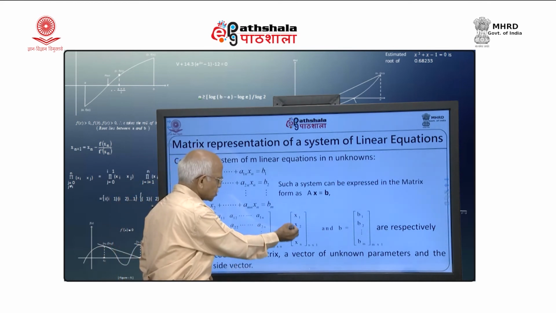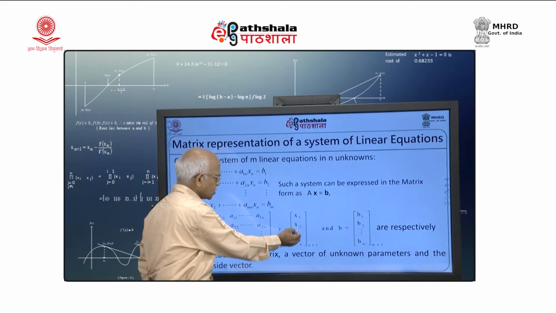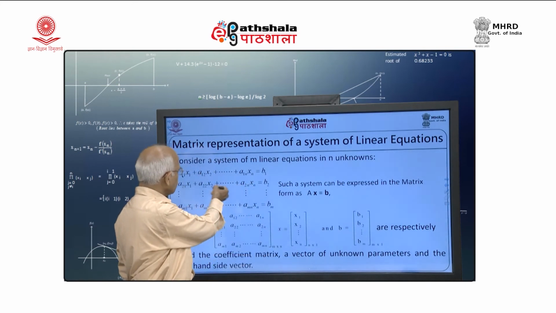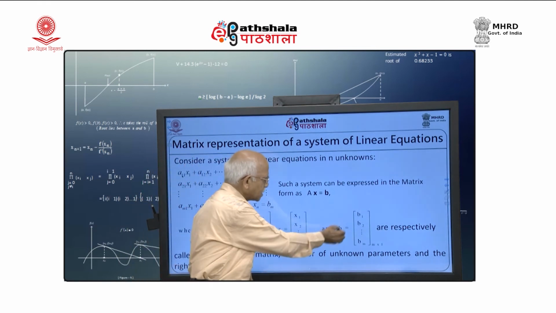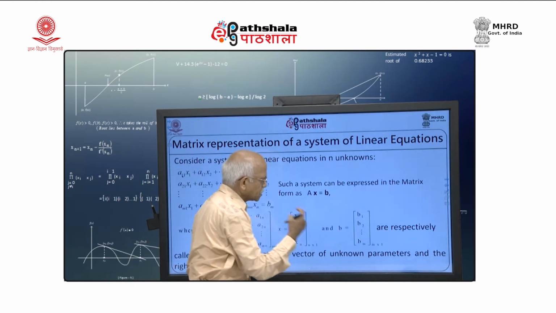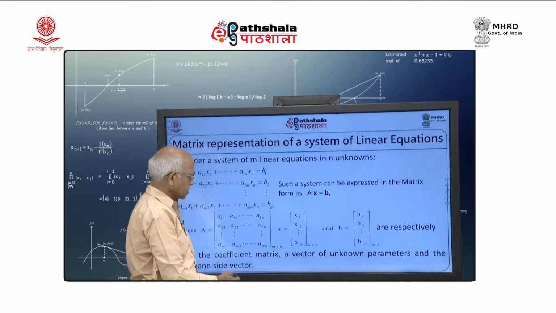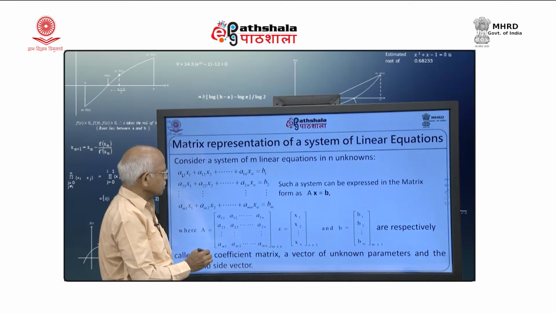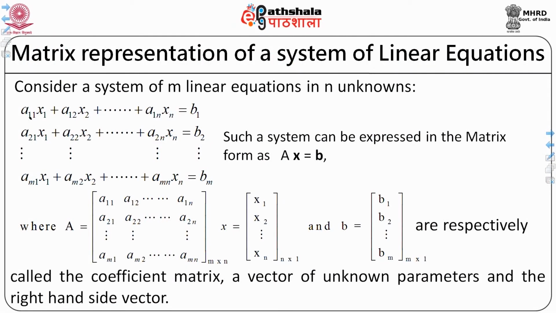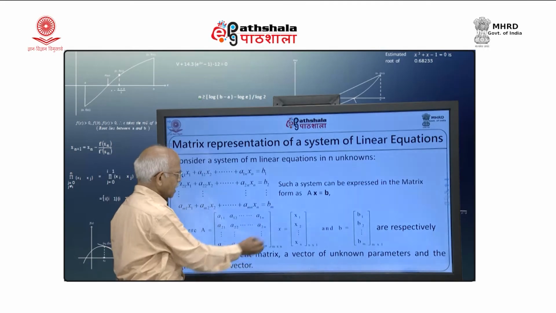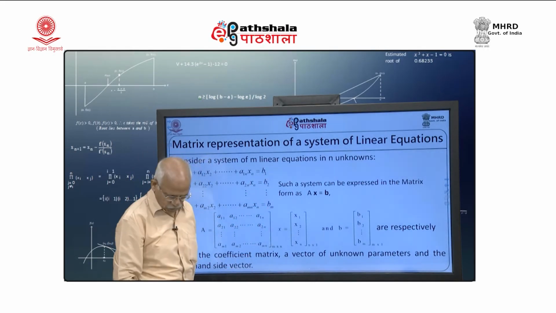x bar is a vector of unknowns x1, x2, x3 whose values are to be found by solving this system of equations, and b bar equal to b1, b2, b3, bm is the right hand side vector. You can see that when you take the product of A with x, I will get this expression, and that is equal to b1. That is what we are going to consider.